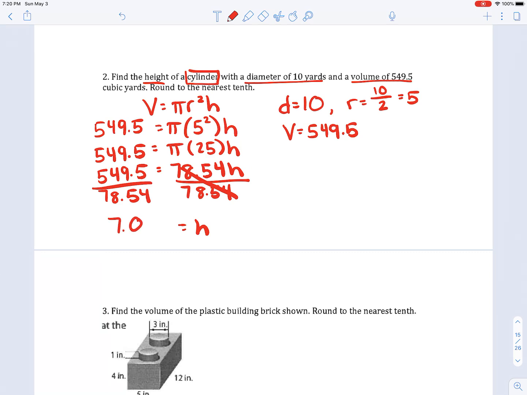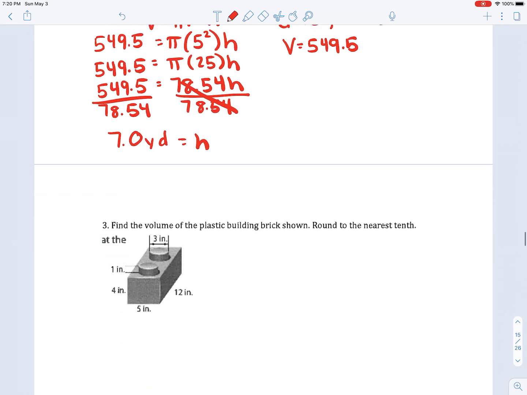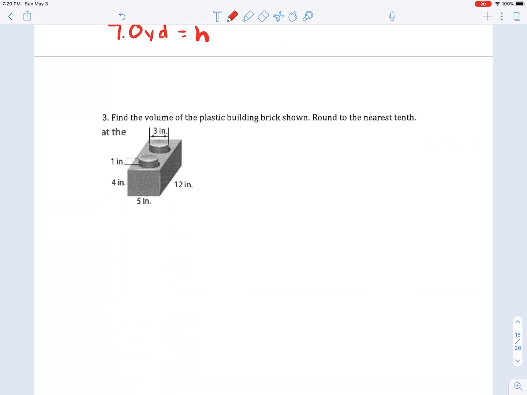So I see that is 7.0. Looking at my units, I see my units for everything is yards. So my height would be 7.0 yards. Let's try one more. Find the volume of the plastic building brick shown. Round to the nearest tenth.